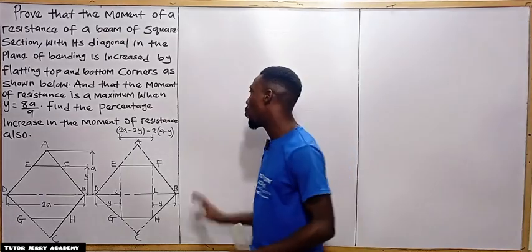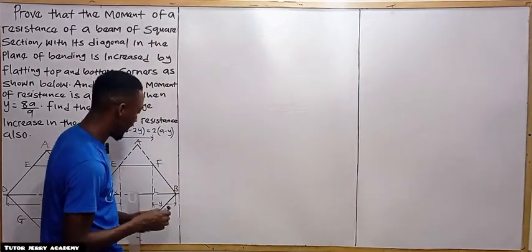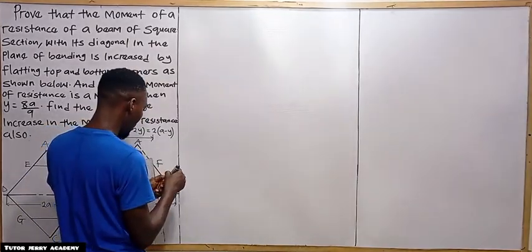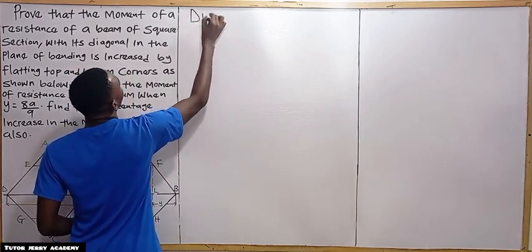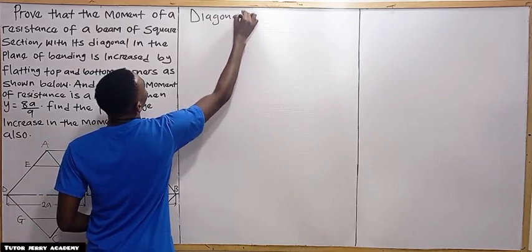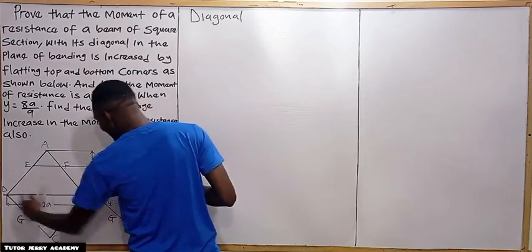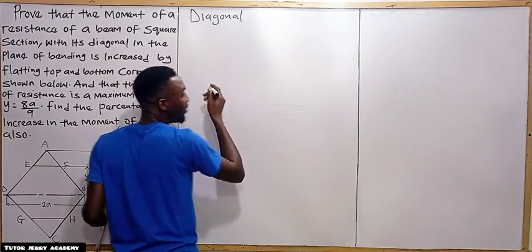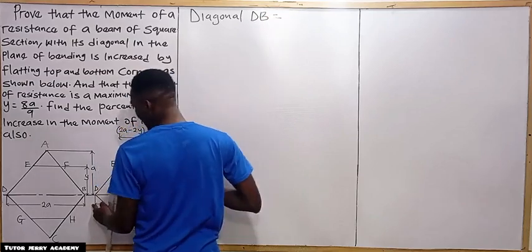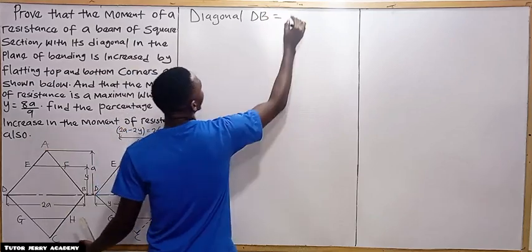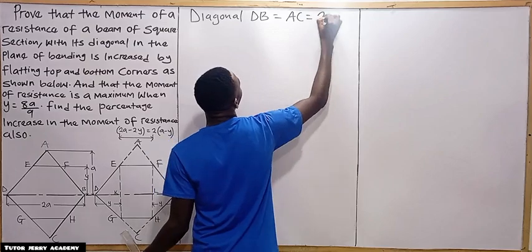We are going to start with something you should note first. Let's start with the diagonal. The diagonal DB is equal to diagonal AC, and it is equal to 2A.